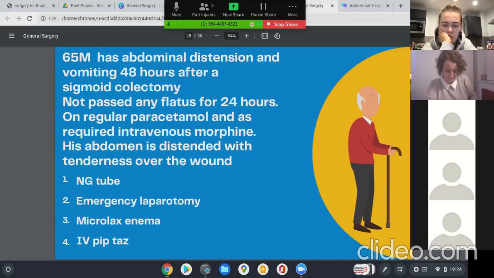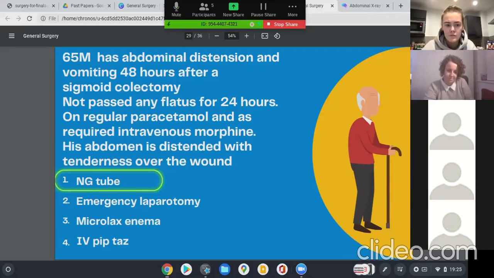Okay, so just going through them, the actual answer is an NG tube. So any patient that's got some sort of paralytic ileus, which this patient has, or anything like an obstruction, you want to do the drip and suck technique. So where you put an NG tube down and basically investigate further, and also ultimately make the patient nil by mouth.